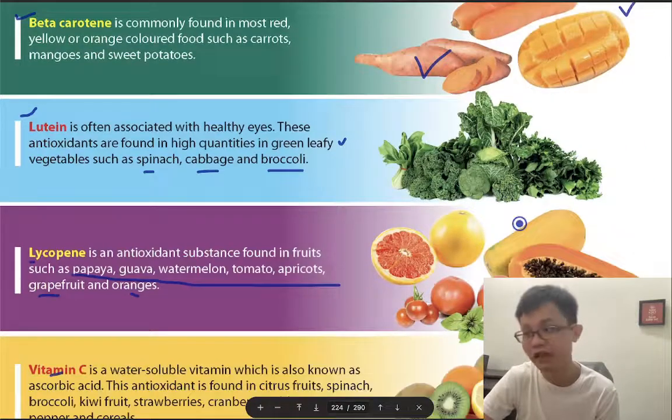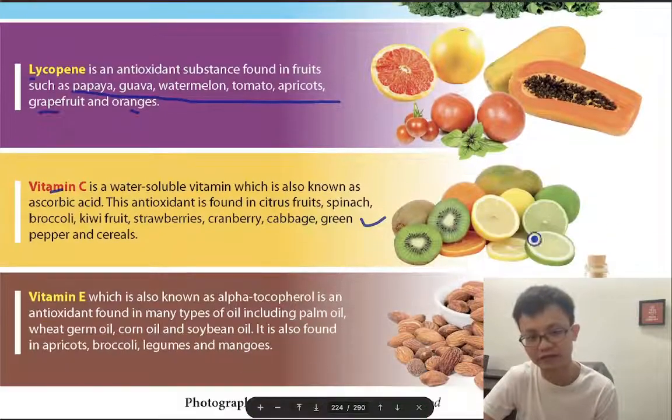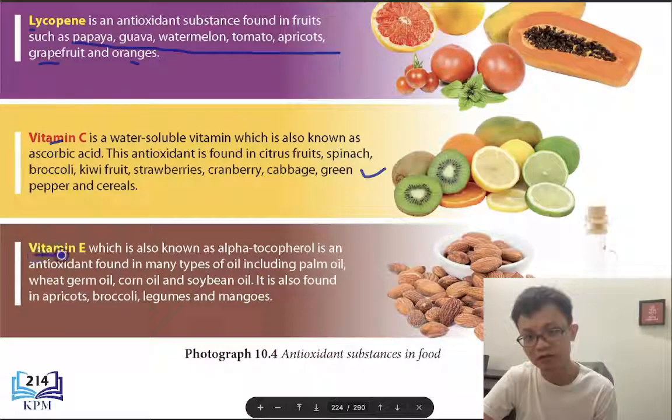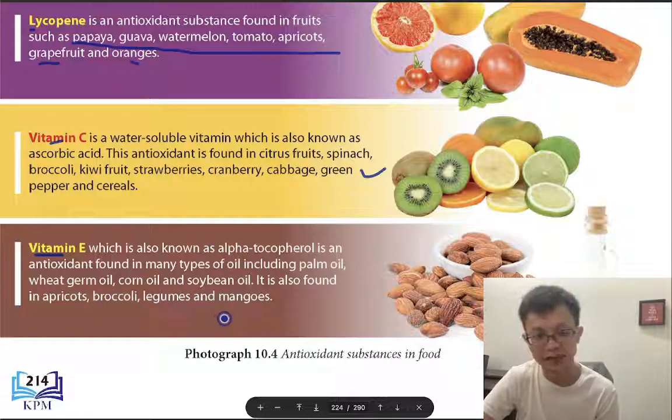So you can see here they have fried sotong, fried lala, fried chicken, fried burger. Here all don't have it. Vitamin E, also known as alpha tocopherol, is found in palm oil, germ oil, corn oil, apricot, broccoli, and mango as well.